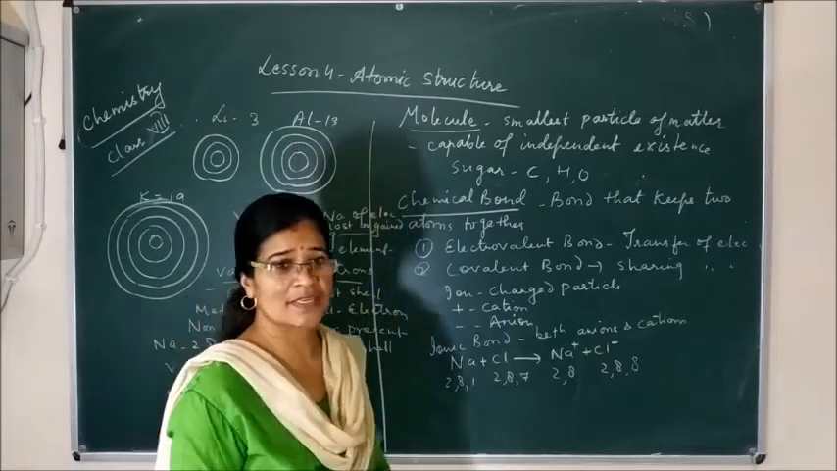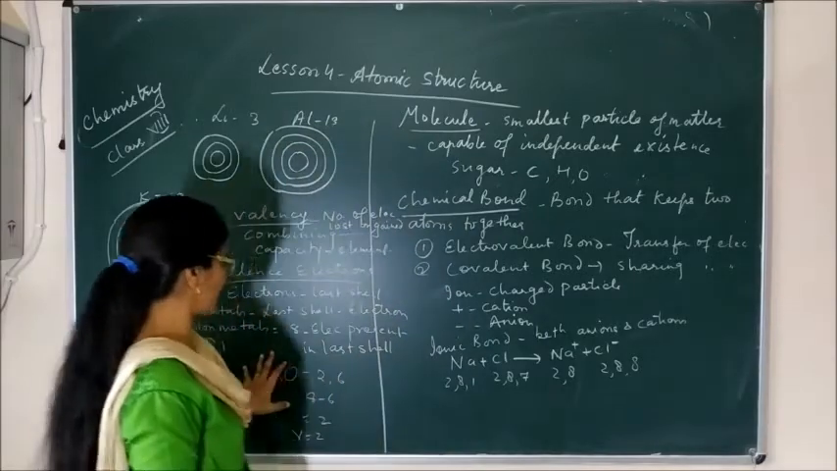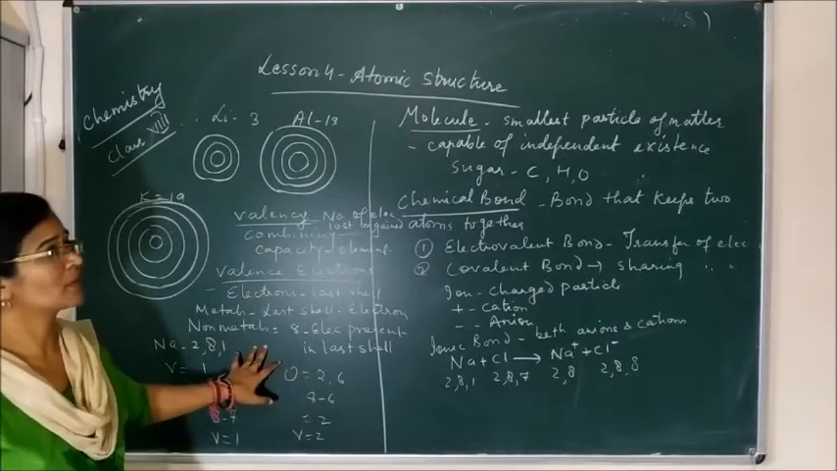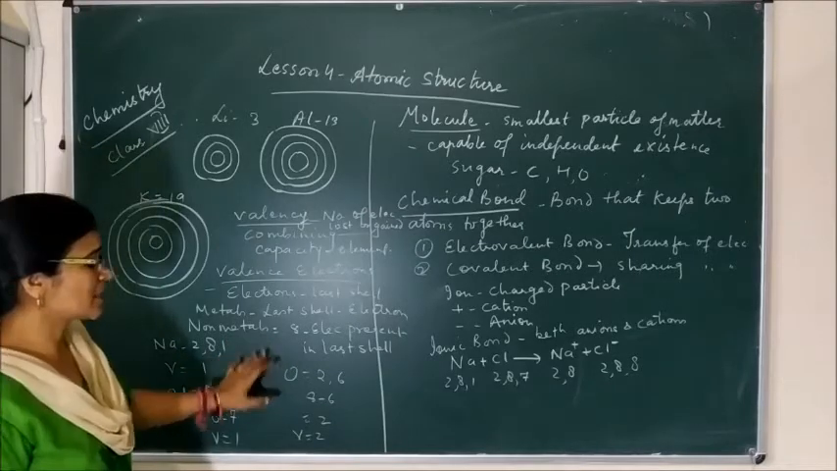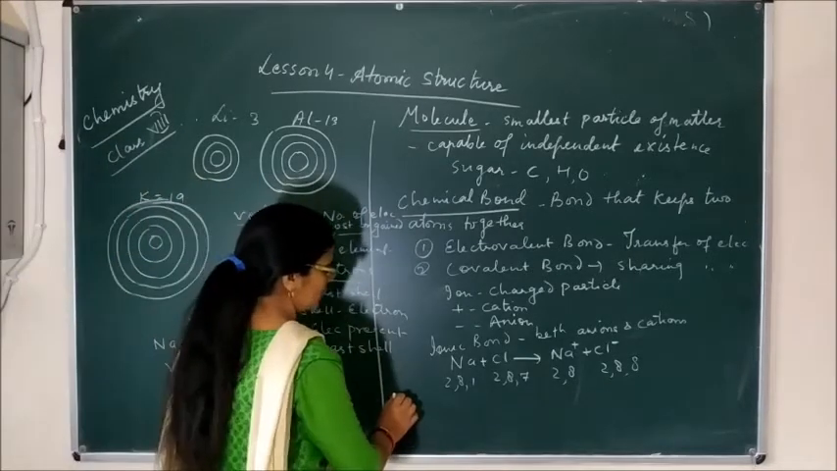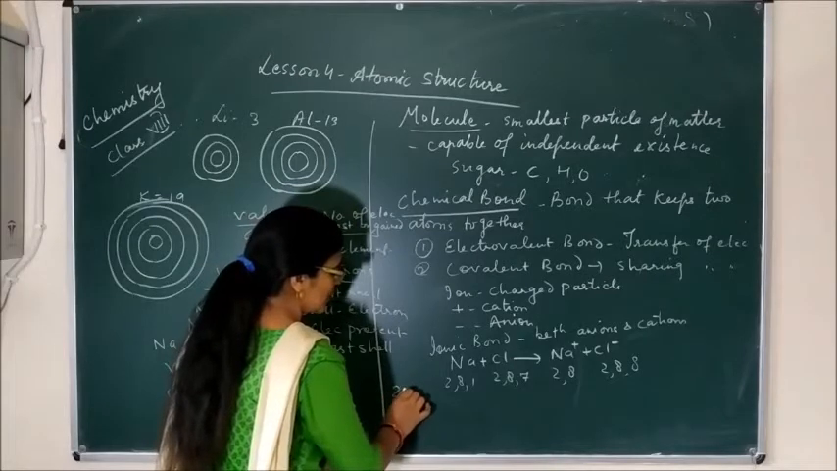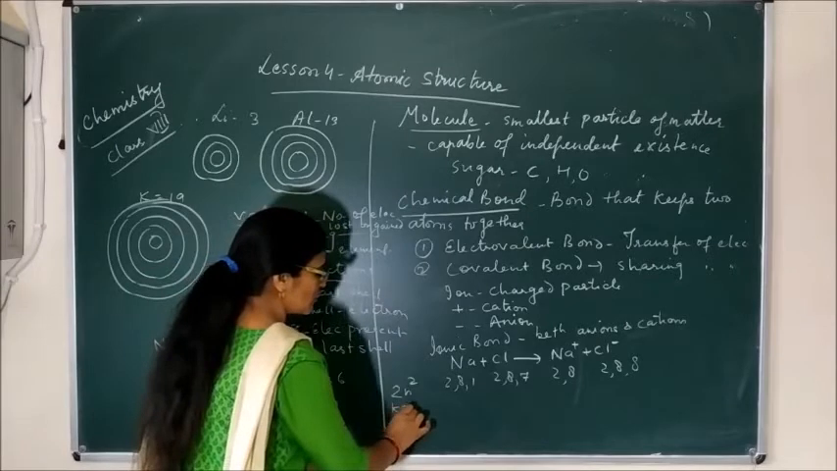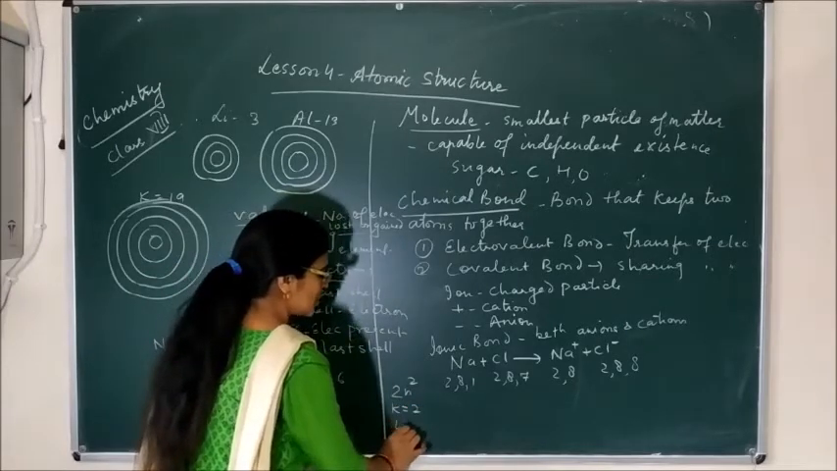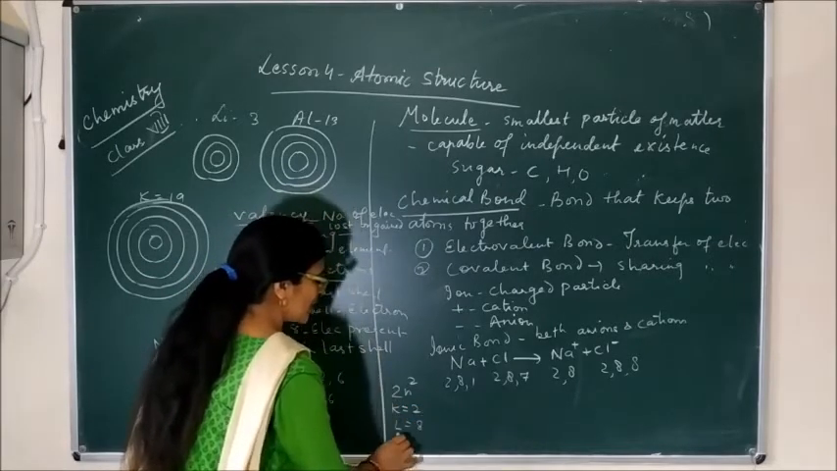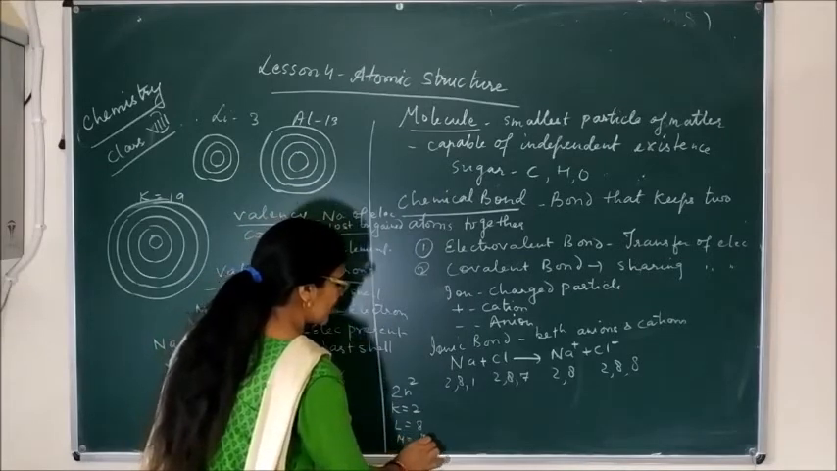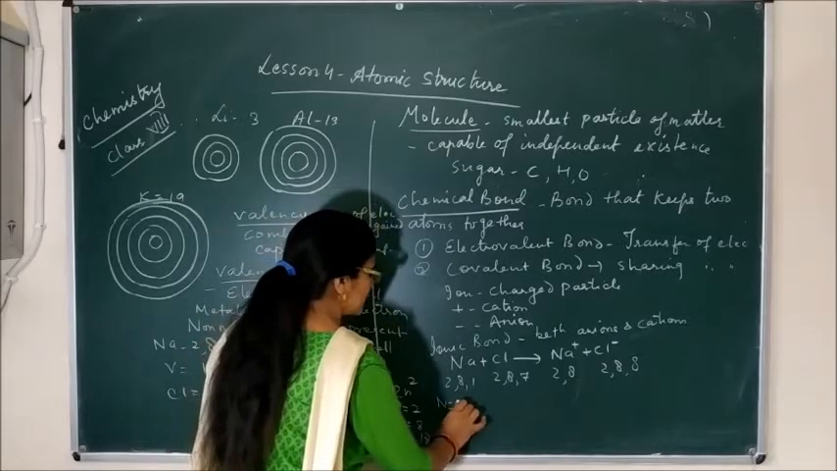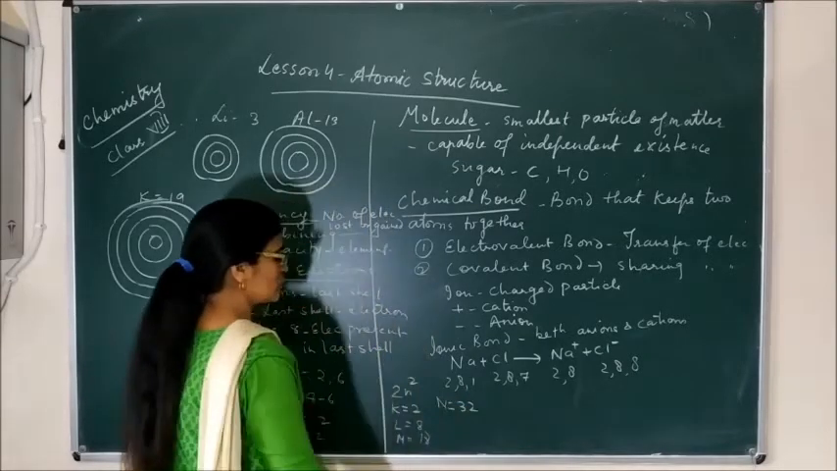In the previous class, I explained to you about the Bohr-Bury scheme, how the electrons are arranged in different shells. You have learned already that the electrons are arranged according to the formula 2n square, in which the first shell occupies 2 electrons, second shell occupies 8 electrons, third shell occupies 18 electrons, and fourth shell occupies 32 electrons, and so on according to the 2n square.